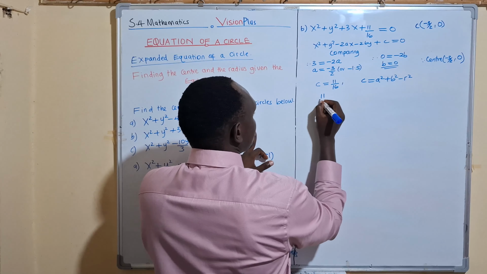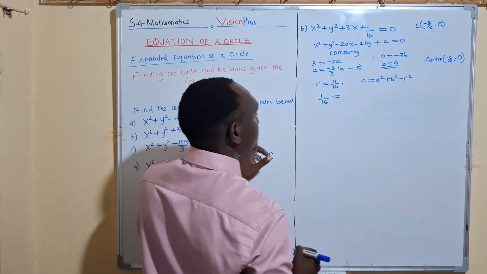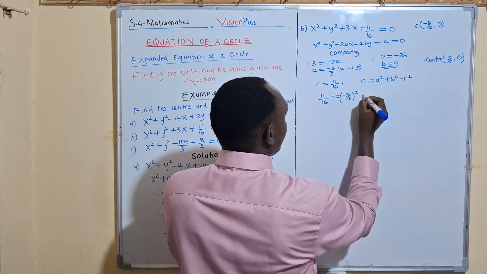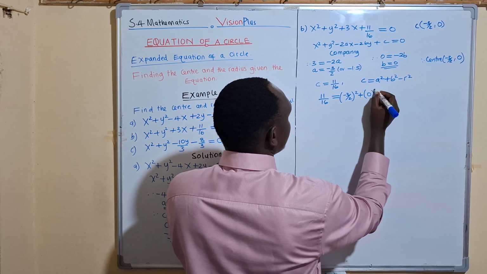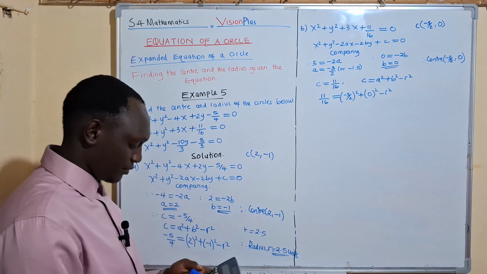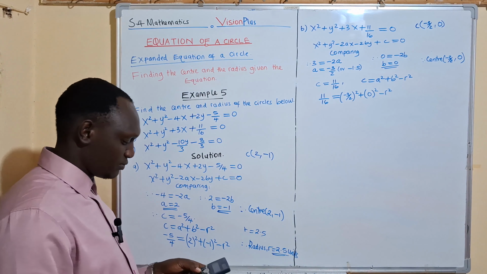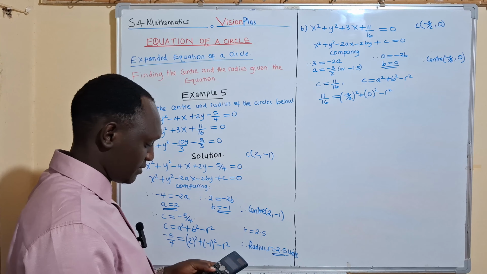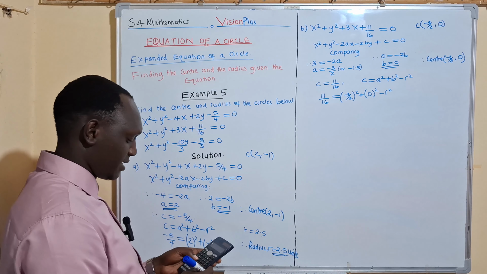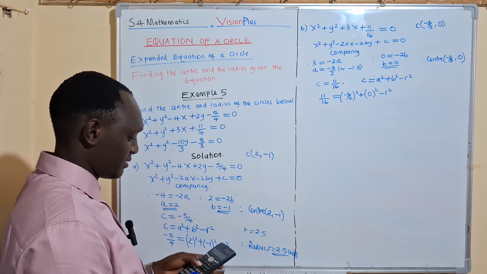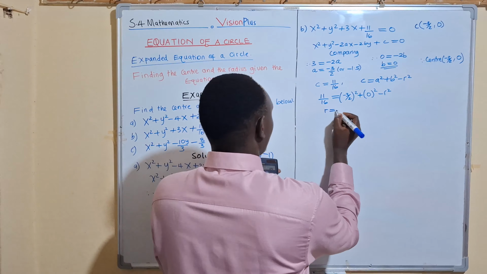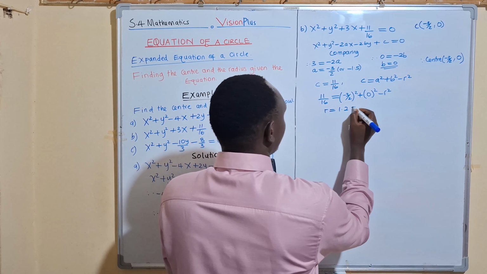I'm trying to save space, equals to, what is A? A is negative 3 out of 2 squared plus, what is B? B is 0 squared minus R squared. Then we press the calculator. Negative 3 divided by 2 squared plus 0 squared. And then I carry R besides, also minus 11 divided by 16. Then I take the square root. So I'm getting R, which you must get on simplifying as 1.25.